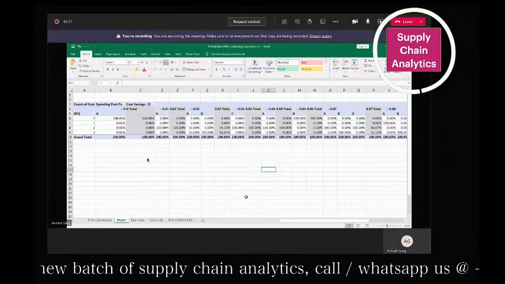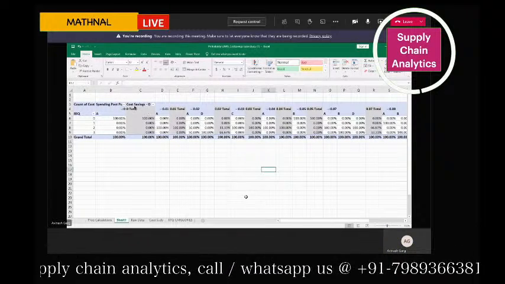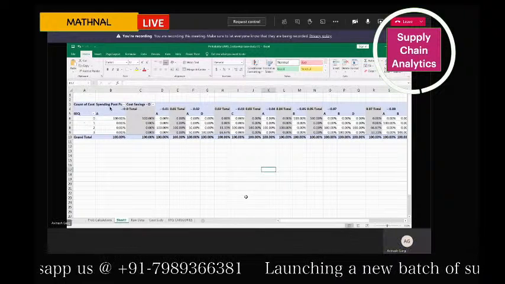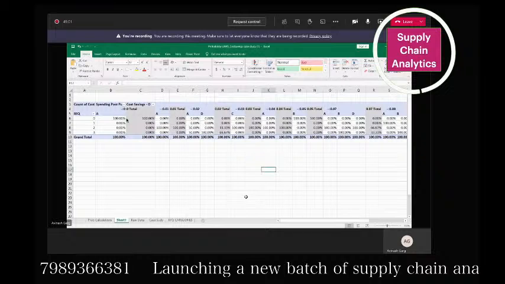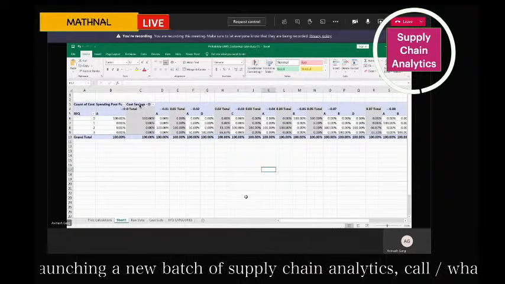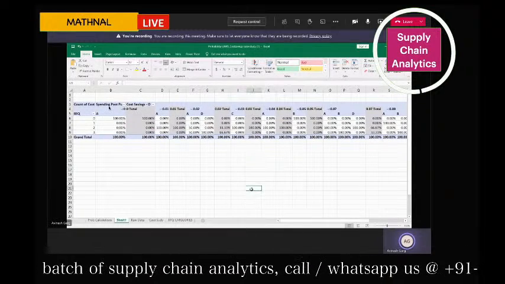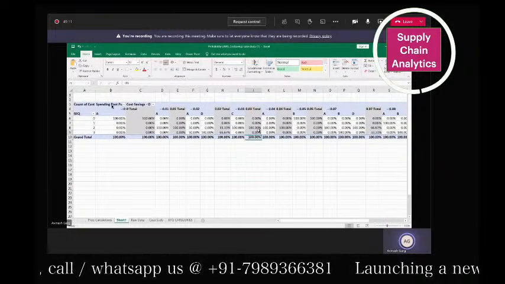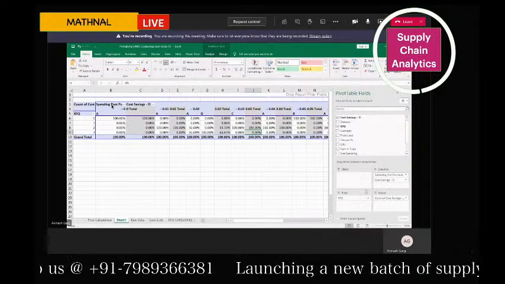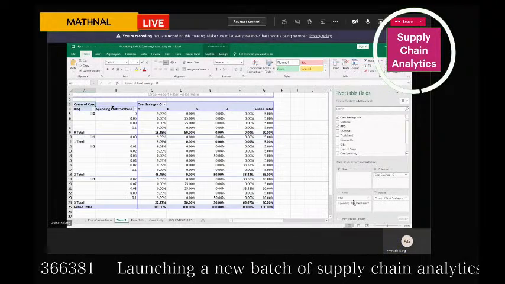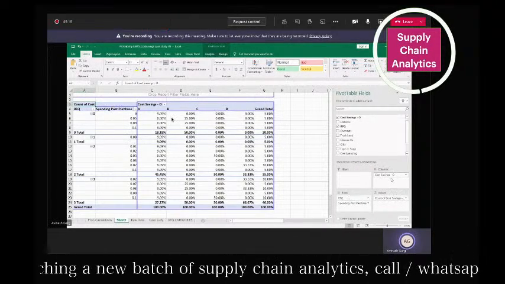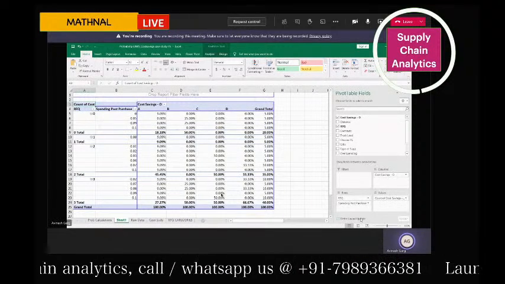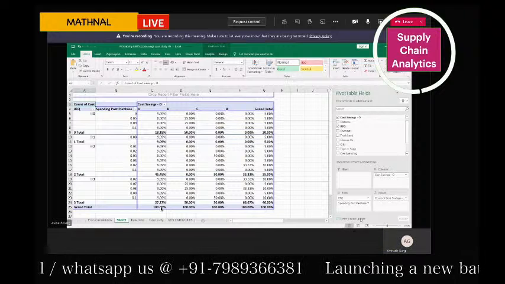I'm just trying to understand the question. So here the cost savings is in the column. Okay, so let's keep the cost savings on the column, and let's bring the spending post purchase in the row section. Let's redesign it. Spending post purchase on the RFQ, and the RFQ column will remain in the same place. So now we are doing the column. This is again column total, right? Let's convert it into row total.